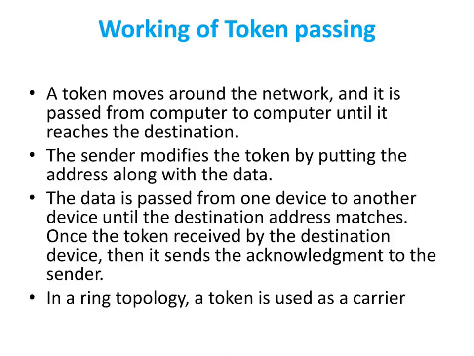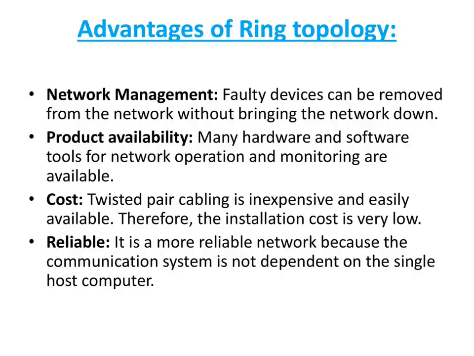Working of token passing: a token moves around a network, and it is passed from computer to computer until it reaches the destination. The sender modifies the token by putting the address along with the data. The data is passed from one device to another device until the destination address matches. Once the token is received by the destination device, it sends the acknowledgement to the sender. In a ring topology, a token is used as a carrier.